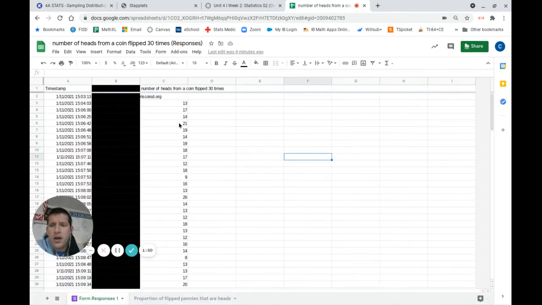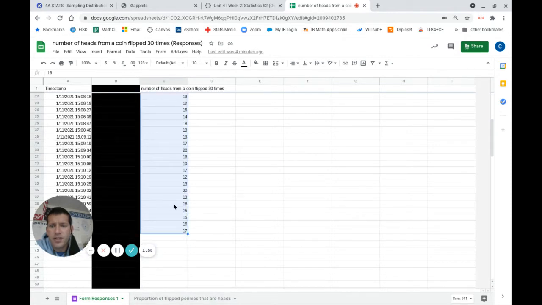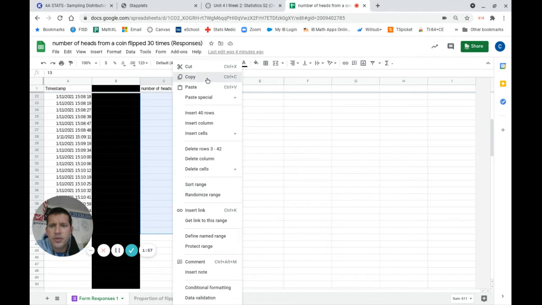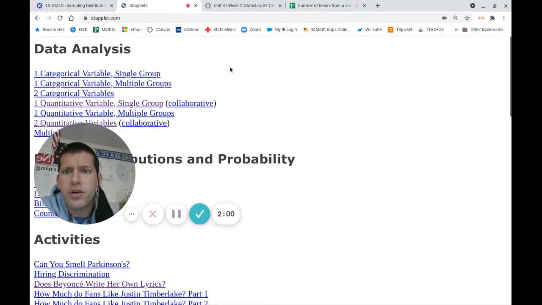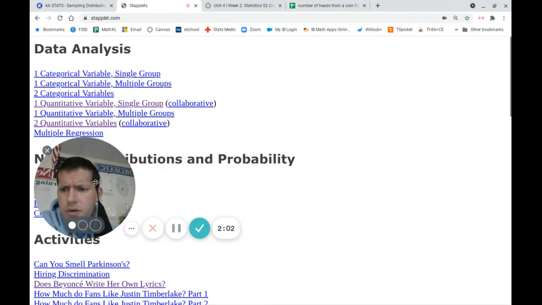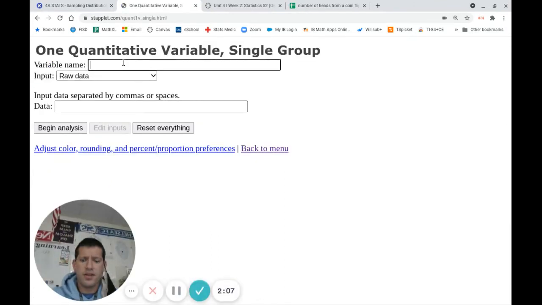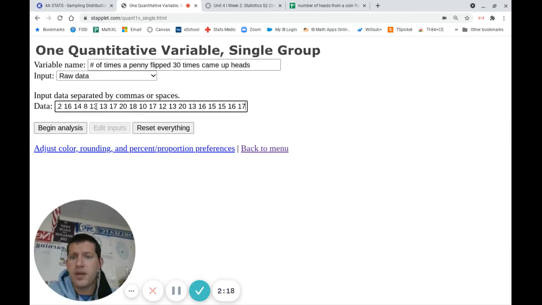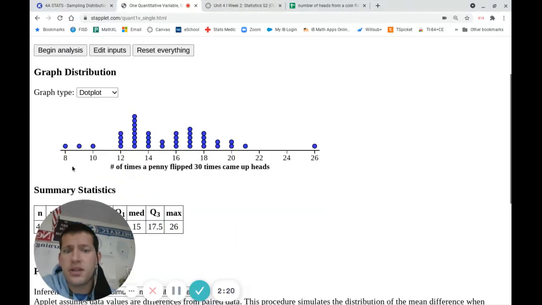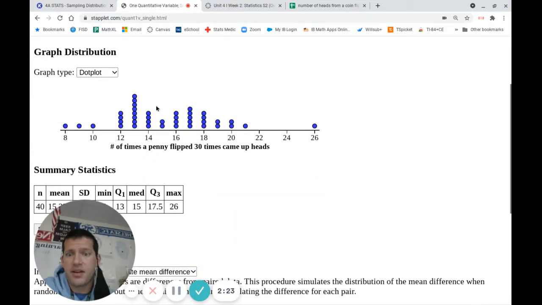We filled out a Google form and we got the number of heads from flipping a coin 30 times in my class. We had 10 people do it 4 times each. And we're going to go to statlet.com, choose one quantitative variable, and graph this: number of times a penny flipped 30 times came up heads. We can just paste our data, begin analysis, and we get our dot plot there.